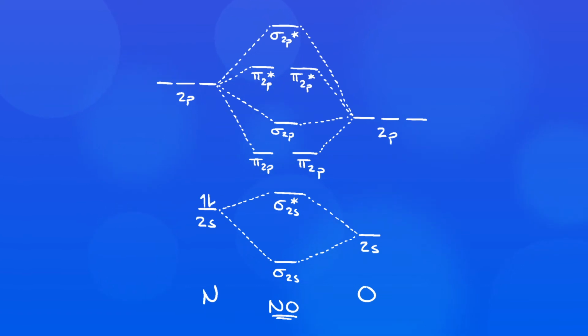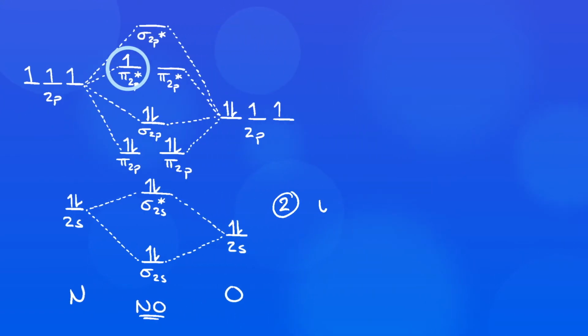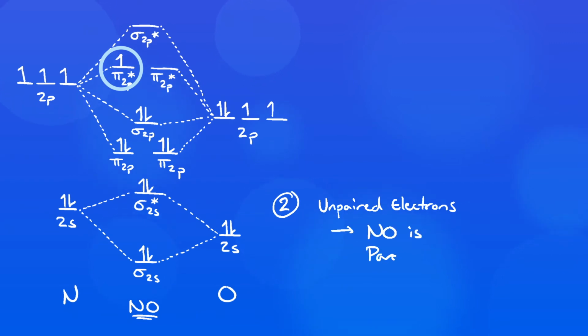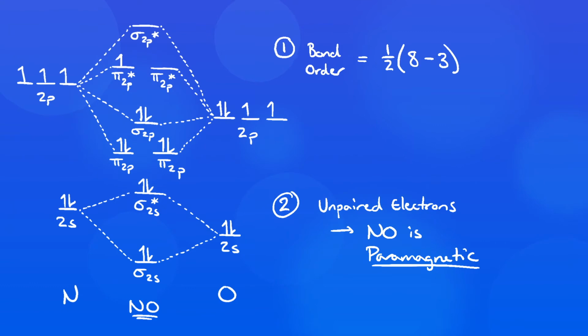This time, when we fill up the diagram with the 11 valence electrons we have on hand, we end up with a single unpaired pi star electron. So we can tell right away that nitric oxide is expected to be paramagnetic. But it also means that our bond order calculation isn't going to give us a whole number this time.